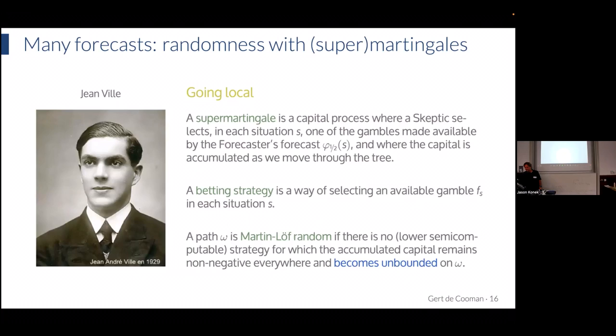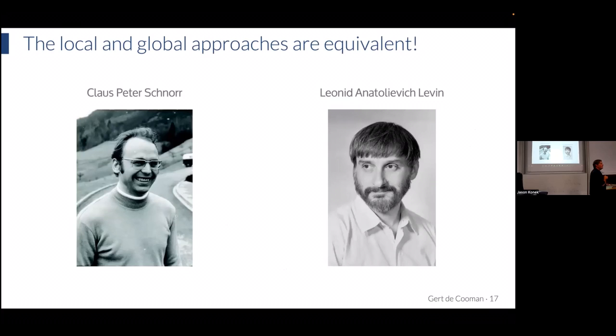These two guys in the 1970s proved that the global and the local approaches are equivalent. This is Klaus-Peter Schnorr and Leonid Levin. Independently from one another, they proved that the Martin-Löf approach and the Ville approach are actually the same thing. Whether you have the local definition or the global definition, that doesn't really matter. They are equivalent.